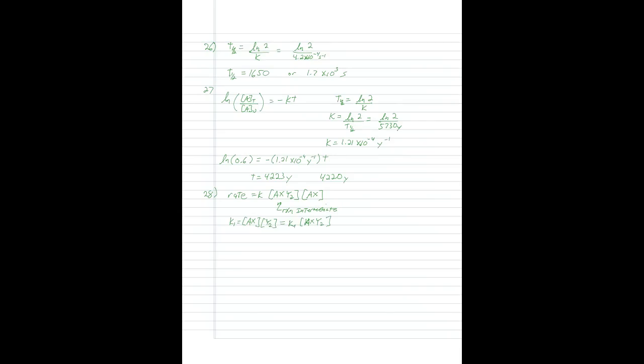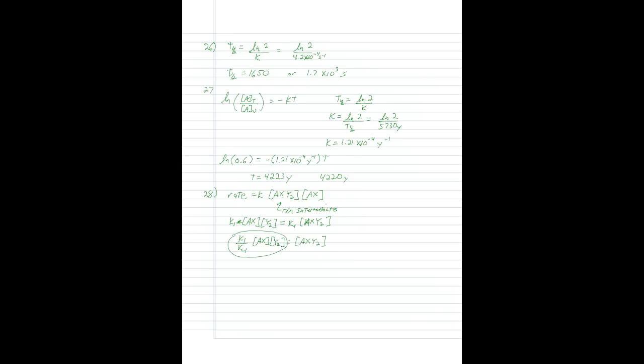AXY2. I want to get the AXY2 by itself so I can solve for that, so I just need to divide by k minus 1. That's a times, not an equals. So that's going to give me k1 over k minus 1, times the concentration of AX times the concentration of Y2, is equal to the concentration of AXY2.